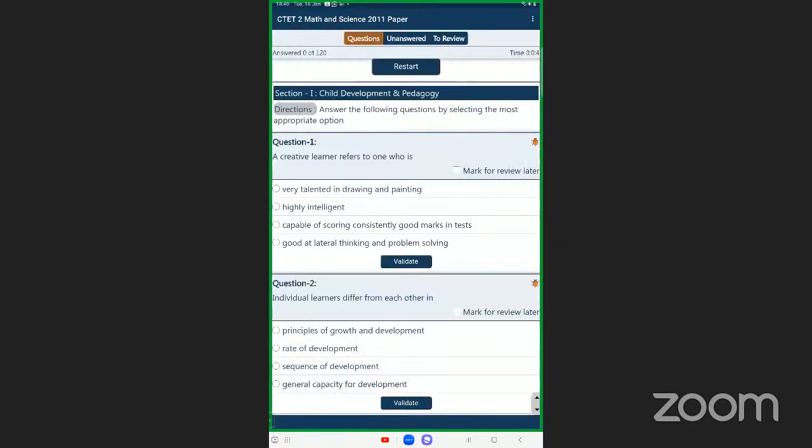Hello students, let us try to learn the topic. That is what I have selected. CTET Math and Science paper 2011, I am selecting. Right. So the question which we are selecting today, we are going to have the full-fledged test discussion of the paper. Right. So let us try to read the questions one by one.